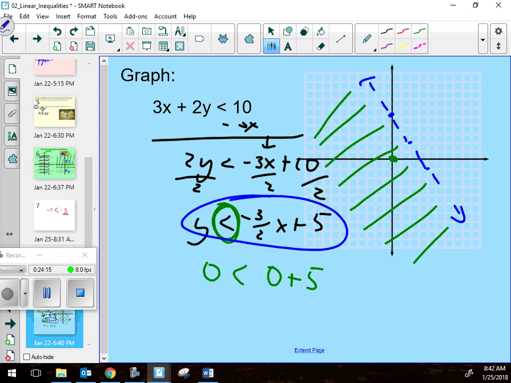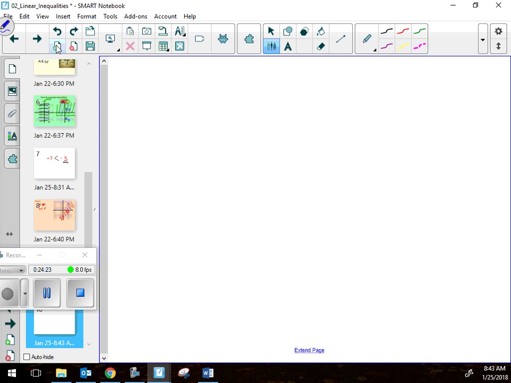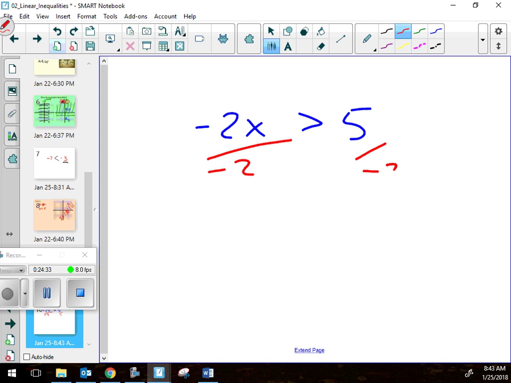All right, last thought. What would make the sign switch? You guys remember that deal? Something makes the sign switch. Divide by or multiply by a negative. So if it's like this, don't forget if you're solving this puppy, and when you divide by negative 2, it makes the sign switch.